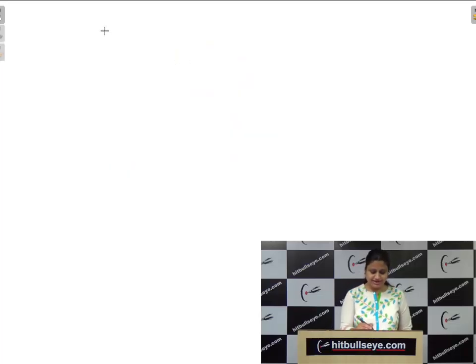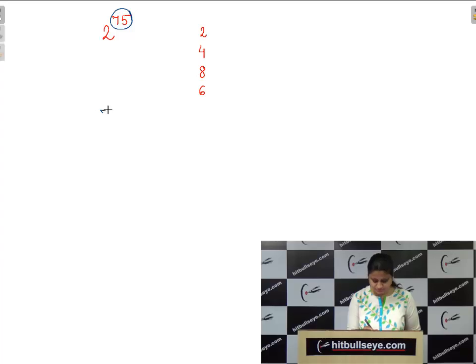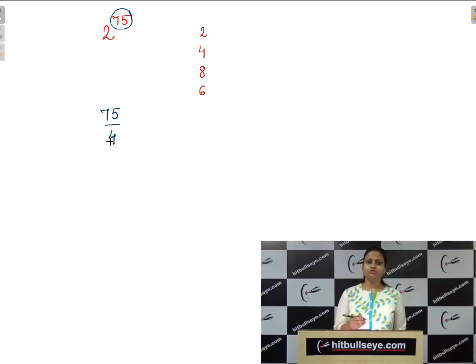Once again, let us take 2 raised to power, say, 75. We want to find the unit place of 2 raised to power 75. Once again, I'm writing the cycle. My cycle was 2, 4, 8, 6, and so on. What is the cyclicity of 2? Once again, this is 4. So, to find 2 raised to power 75, we'll just take the power and divide it by 4, because we know that after every 4 steps we are getting a repetition. We are getting a cycle of 4.